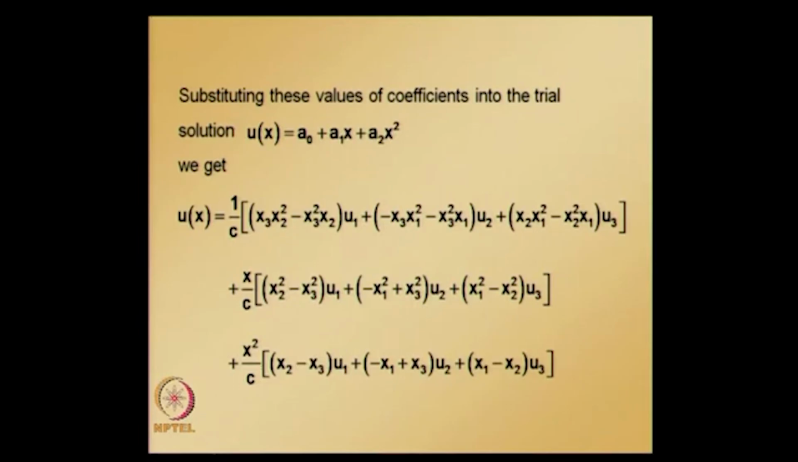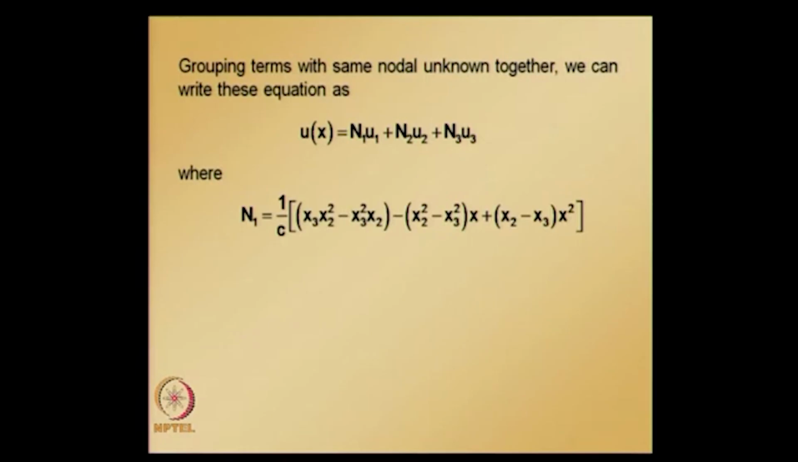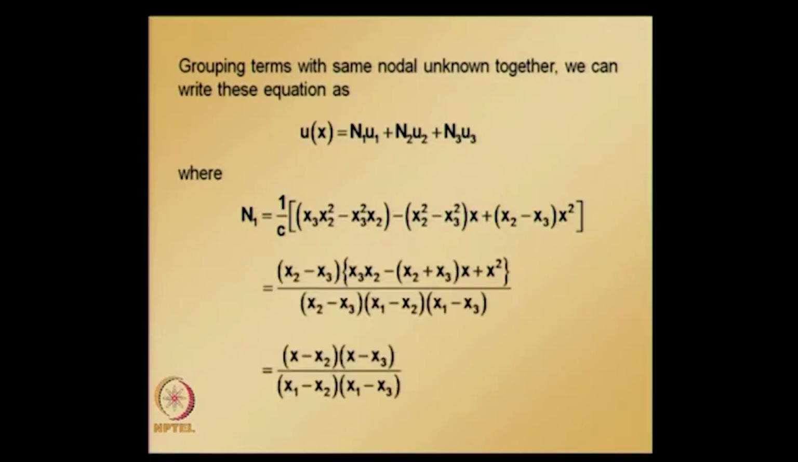Grouping terms with the same nodal unknown together, we can write the previous equation in this form: u is equal to n1 u1, n2 u2 and n3 u3, where n1 is given by this. Substituting the value of c and simplifying, n1 is equal to x minus x2 times x minus x3 divided by x1 minus x2 times x1 minus x3.